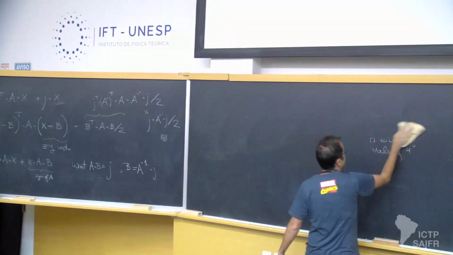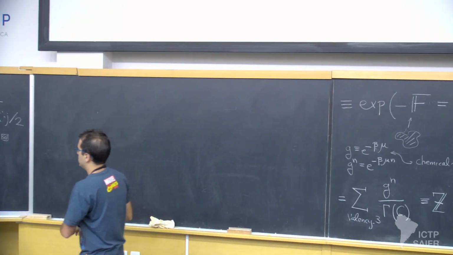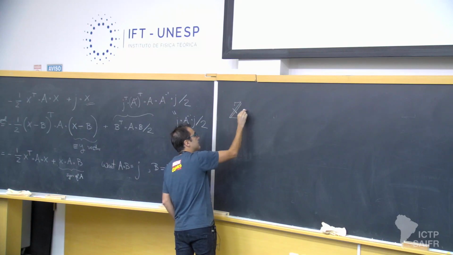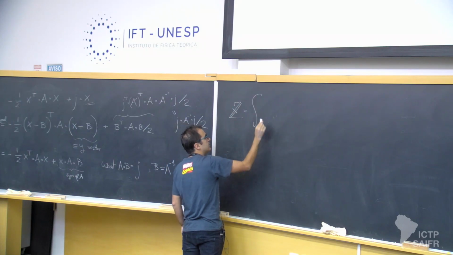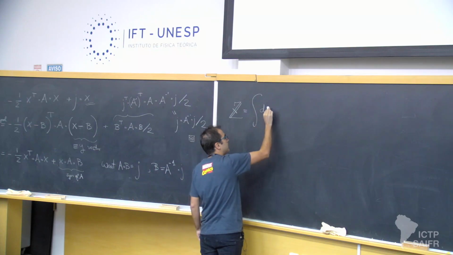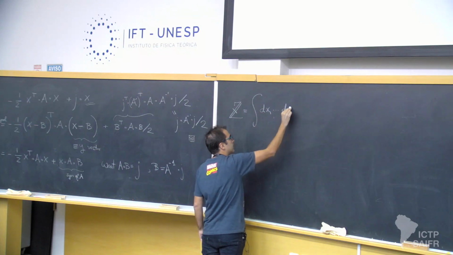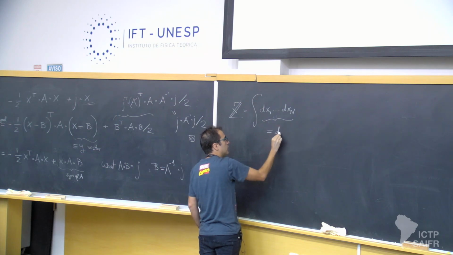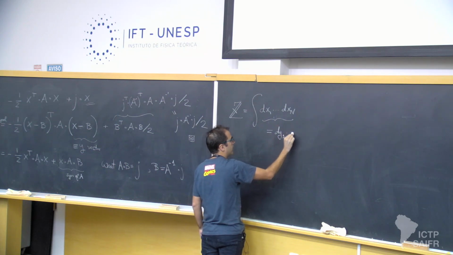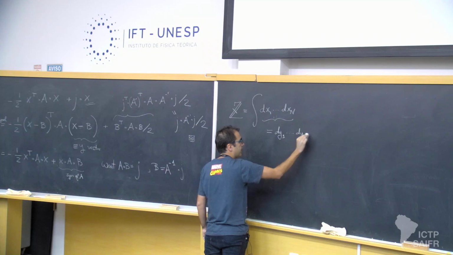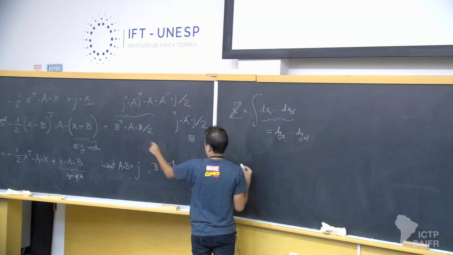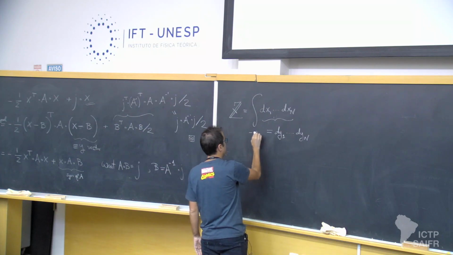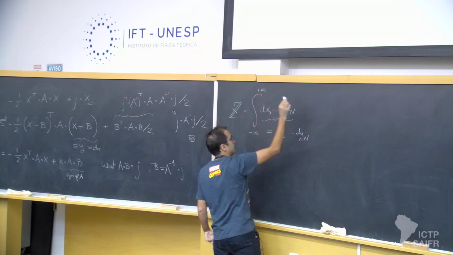Again, just to make sure everyone followed. Because of this, we conclude that z was equal to the integral dx1 ... dxn, but this is equal to dy1 ... dyn, where y and x differ by that shift. It's just a shift of the variables. They are all integrated from minus infinity to plus infinity.